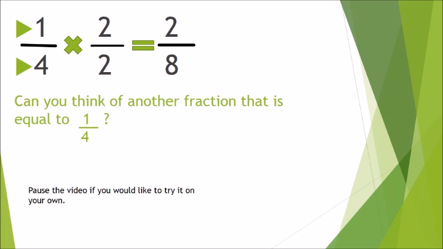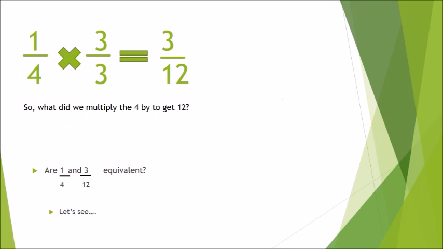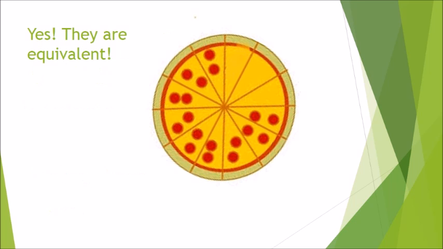Can you think of another fraction that is equivalent to 1/4 if the pizza is cut into 12 equal parts? You may pause the video to give you more time to work if you would like. So what did you multiply the 4 by to get 12 equal parts? 3. Since we multiplied the bottom, or the denominator, by 3, then we also must do the same to the top. Are these fractions equivalent? Yes, good job. Now you are ready to find equivalent fractions.